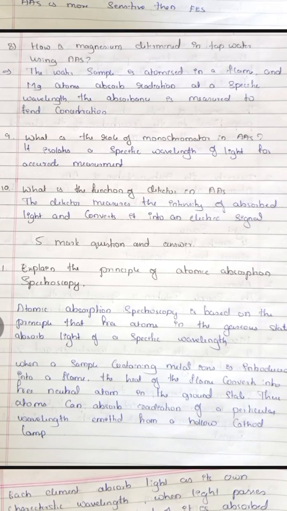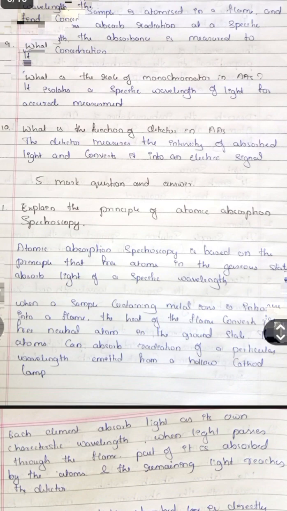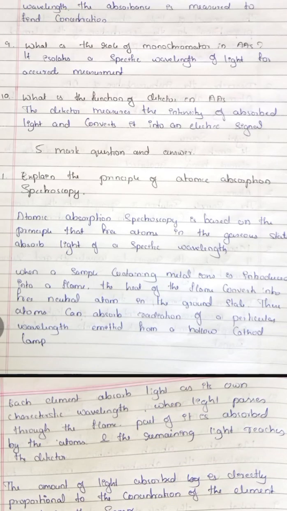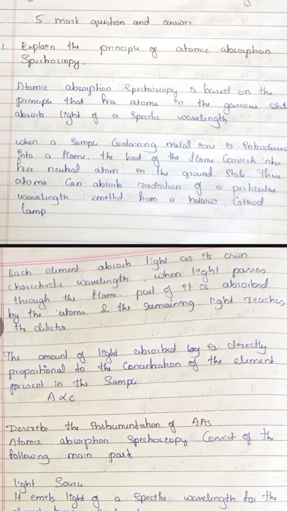Ninth, what is the role of monochromator in AAS? It isolates a specific wavelength of light for accurate measurement. 10th, what is the function of detector in AAS? The detector measures the intensity of absorbed light and converts it into an electric signal. 5 mark questions. Explain the principle of atomic absorption spectroscopy.